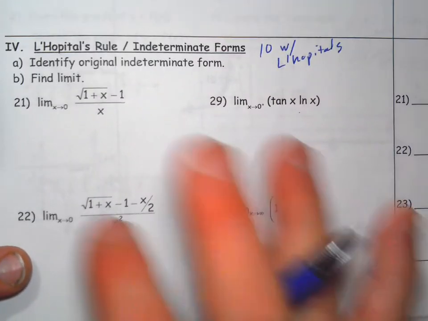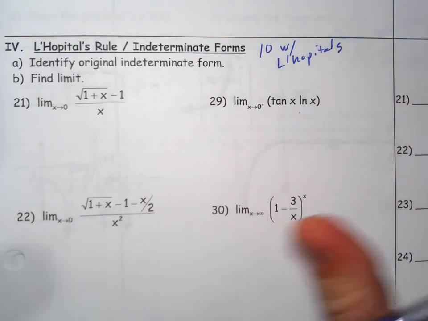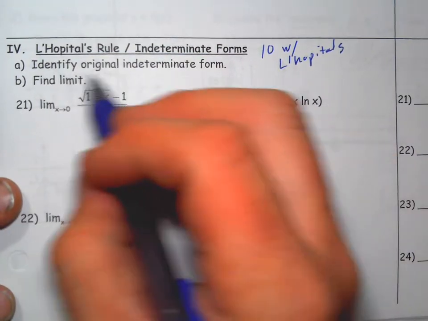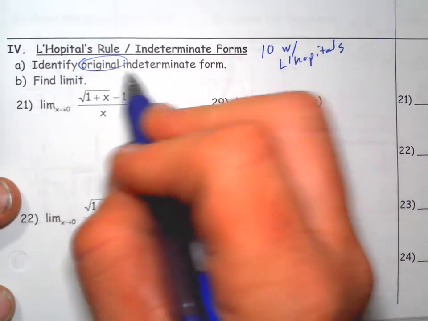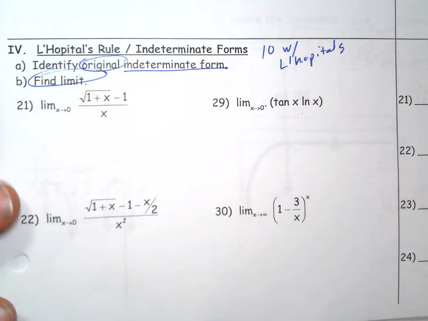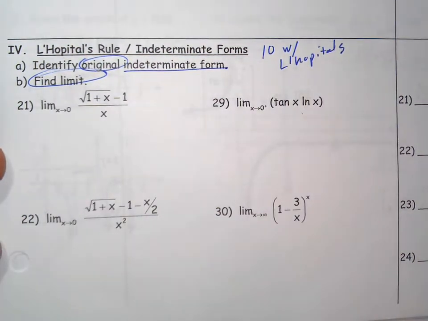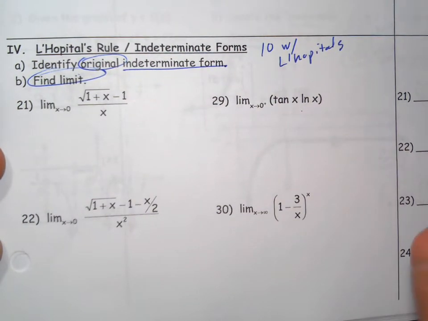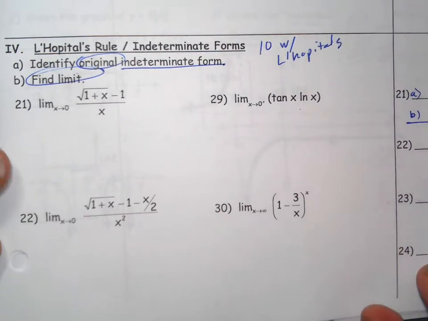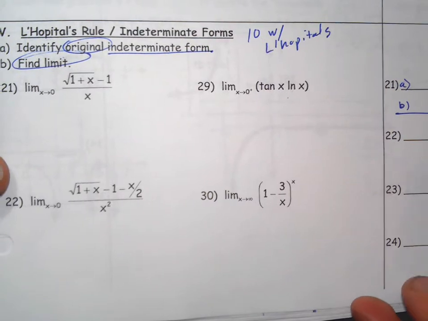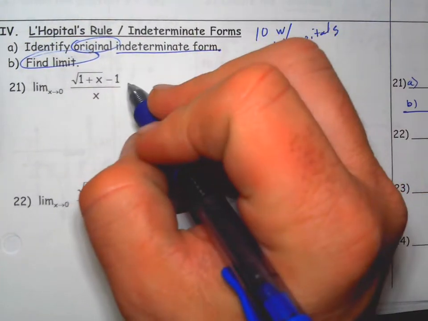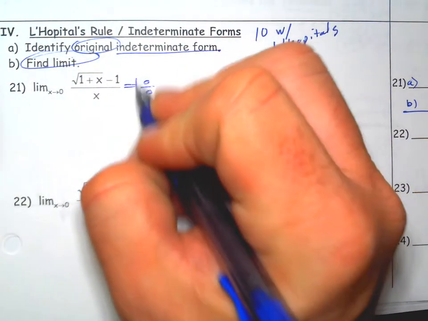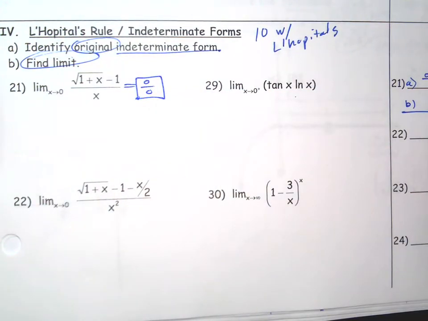And you'll be allowed to use a calculator on that, but not on any of these. So part A, identify the original indeterminate form and then find the limit. On the test, I'll probably have 2 different places for your answers, part A and part B. I don't have that here on the pretest. Now, as we go to 0, we get 0 over 0. So that's the initial indeterminate form.